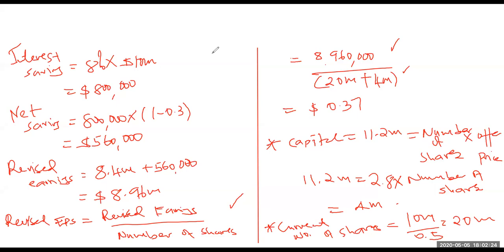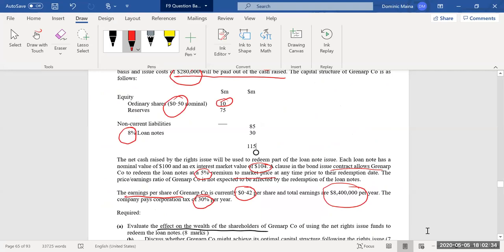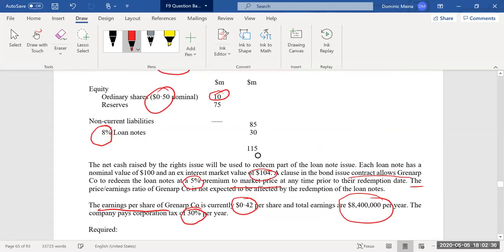Now, one of the assumptions, I don't know whether they have told you in the question, is the PE ratio. Yes, they've told you here: the PE ratio of the company is not expected to be affected by the redemption of the notes. Even if this statement was not there, we always make that assumption, that the PE ratio of the company is unaffected by any change in the company, unless you're told otherwise. So you always assume the PE ratio remains constant. So you may want to determine what that PE ratio is.